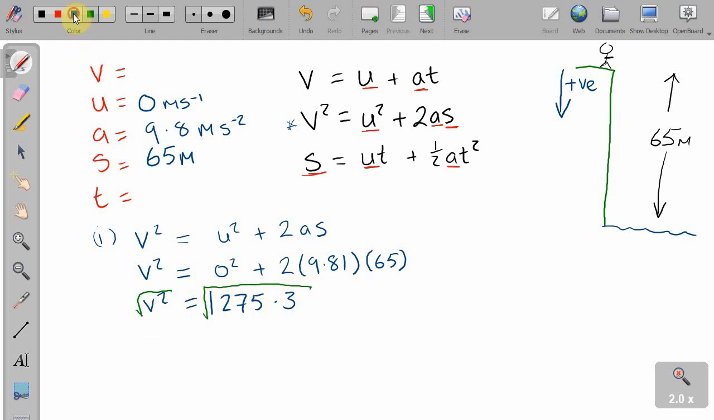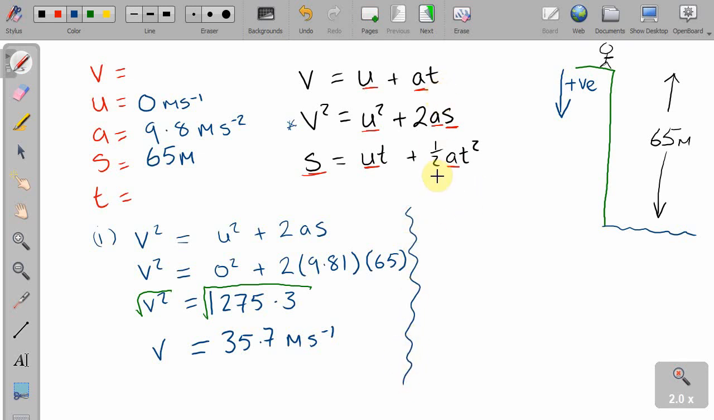So what I eventually get is V is equal to, and if I do the square root of the value that I had there, I end up with 35.7 meters per second, and that's the velocity.